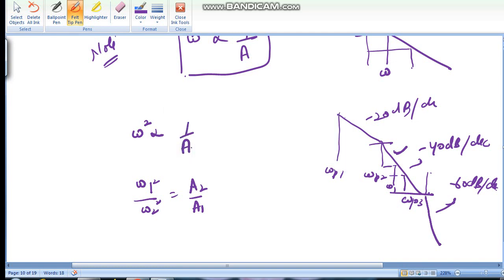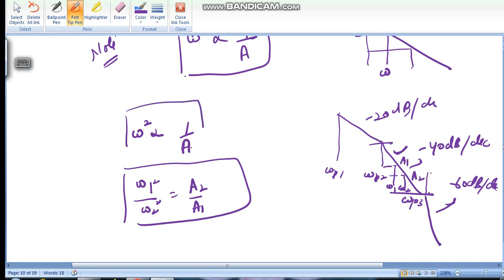Say this is omega 1, this is omega 2, this is A1, this is A2. So this equation is for a two pole system. It will be helpful in calculation.